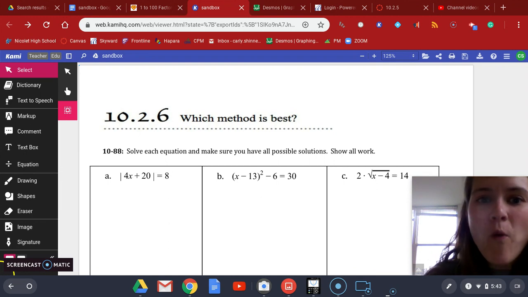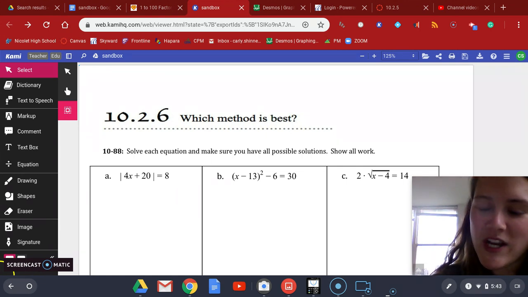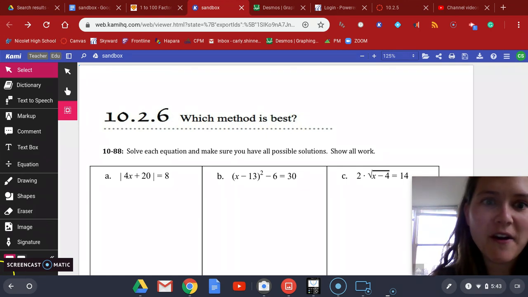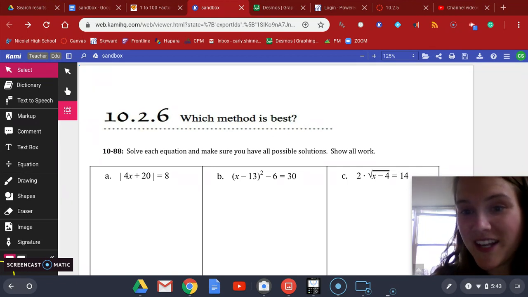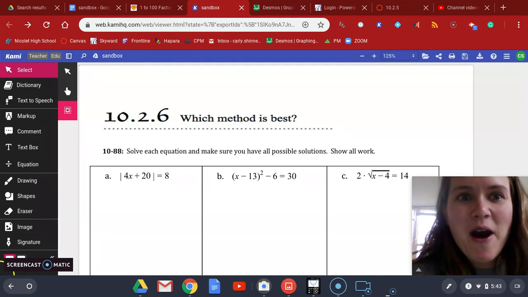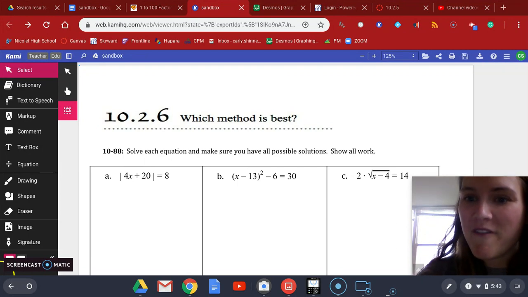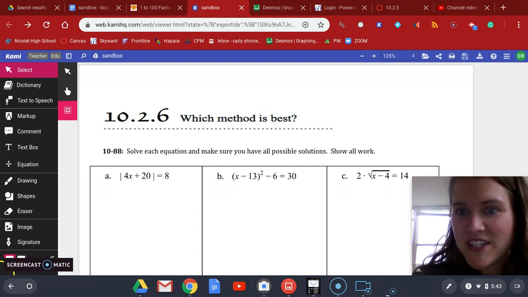10.2.6. Which method is best? Kind of think of this as a greatest hits of some of the equations we have been solving this year. This is going to be our last actual lesson of the school year, so you should feel very proud of yourself for making it to this point. Next week, we will have a review available for you Tuesday, Wednesday, and then we'll be taking our last summative of the year on Thursday and Friday.